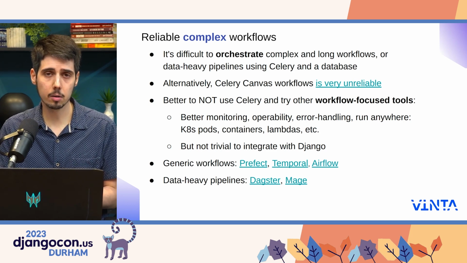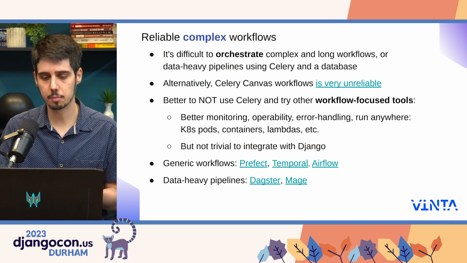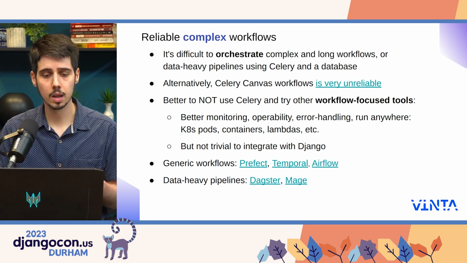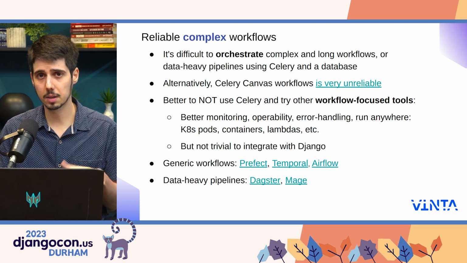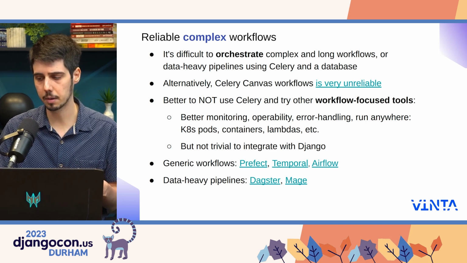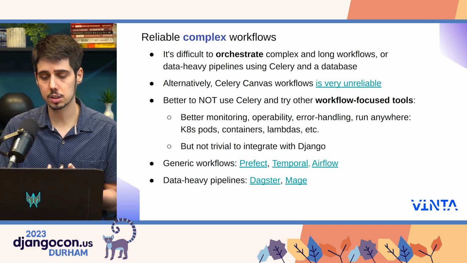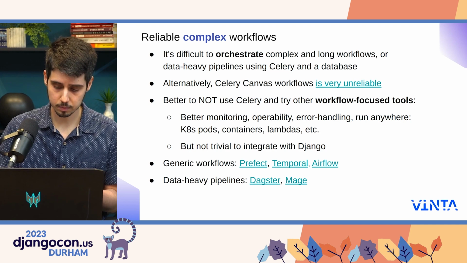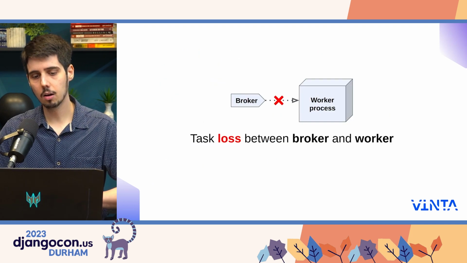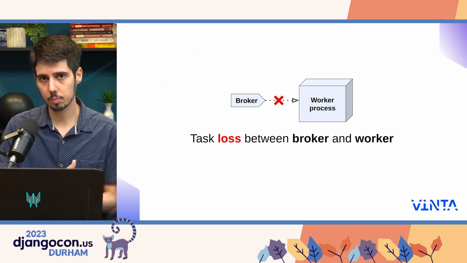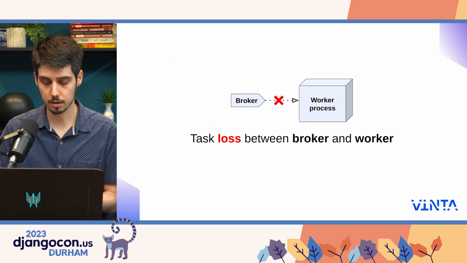The tools that I recommend for generic workflows are Prefect, Temporal, and Airflow. And for data-heavy pipelines, machine learning pipelines, data engineering pipelines, I would recommend you to check Dagster and Mage. Okay, so now let's talk about task loss between the broker and the worker.